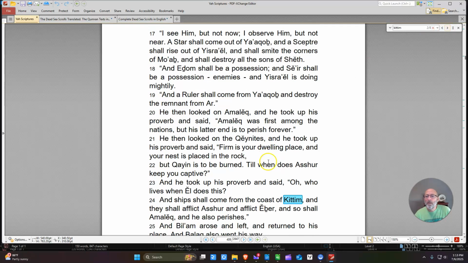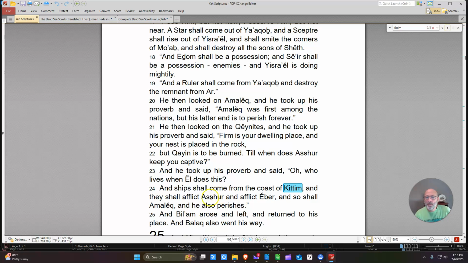Okay, so here we are. The ships, and ships shall come from the coast of Kittim, and they shall afflict Ashur and afflict Eber, and so shall Amalek, and he also perishes. And Balaam arose and left and returned to his place, and Balak also went his way. All right, historically, and again, this is more than what I would want to get into right now. I would have thought of this as end times, and end times being the time of the Antichrist and the big war that we come up with.